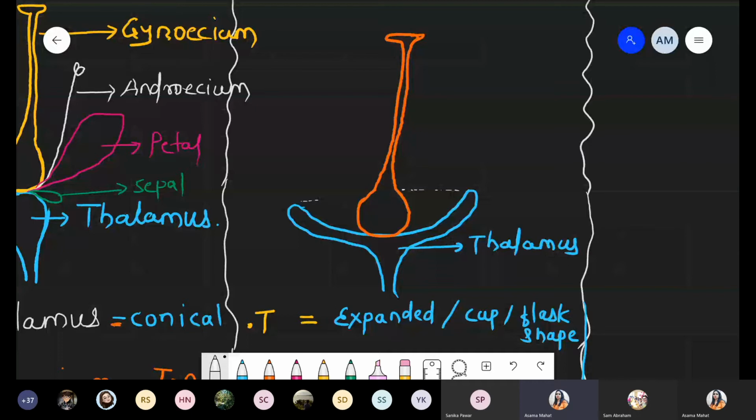And now R is for what? That is the rest of the floral part except the gynoecium. Now these are present on the periphery. Periphery means what? Now we are drawing. This will be present here. So these are the part of androecium. I'm not giving the labeling because it is the same diagram. These are the part of this androecium.